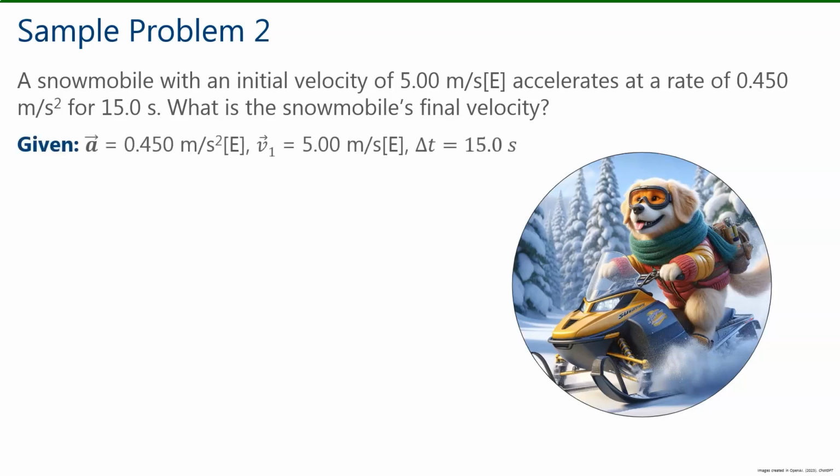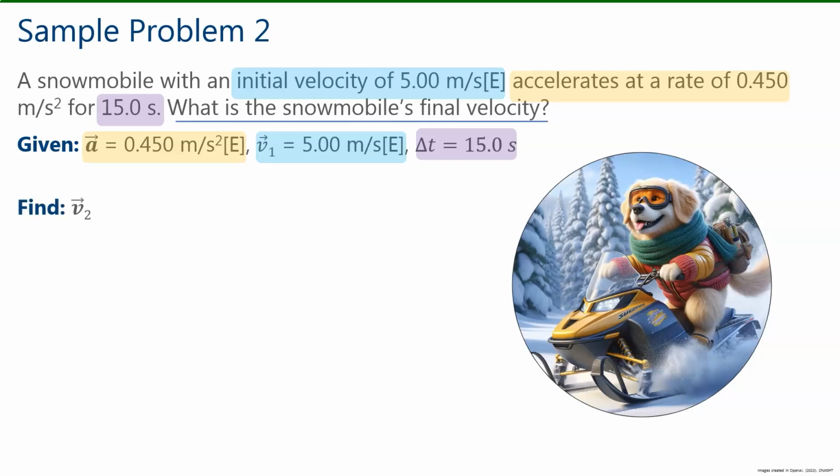Our first step is to pick out the information we've been given. We've been given that the acceleration is 0.450 meters per second squared east. We've also been given the initial velocity, which is 5.00 meters per second east. And we've been given the change in time, which is 15.0 seconds. We've been asked to find the snowmobile's final velocity. Our first step is to write down the equation to solve for final velocity, which is v2 equals v1 plus a times delta t.